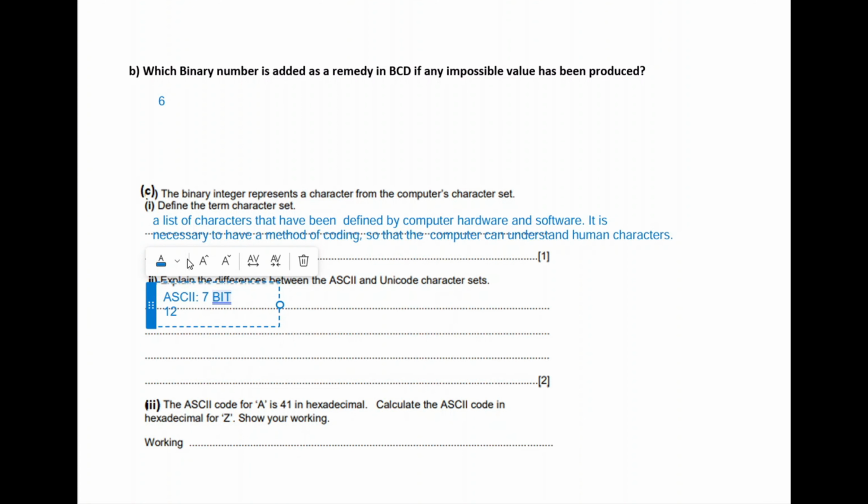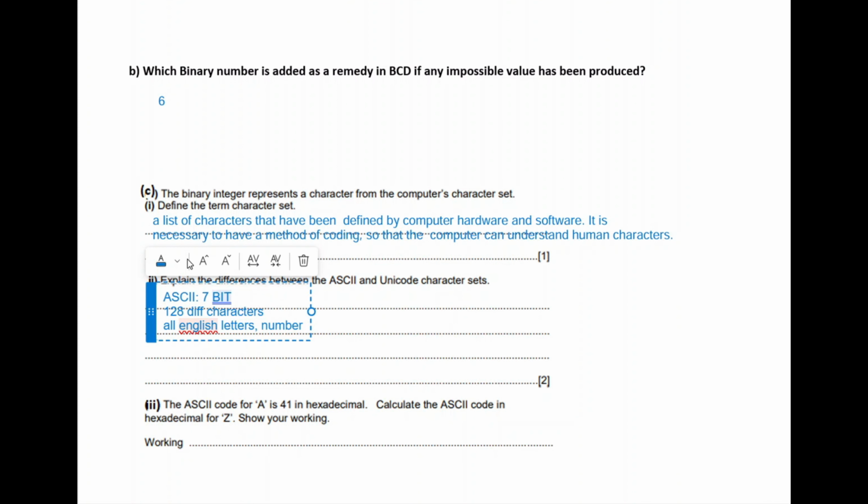Then all English letters and numbers can be represented using ASCII. Also, it is easy to read, write, and understand.